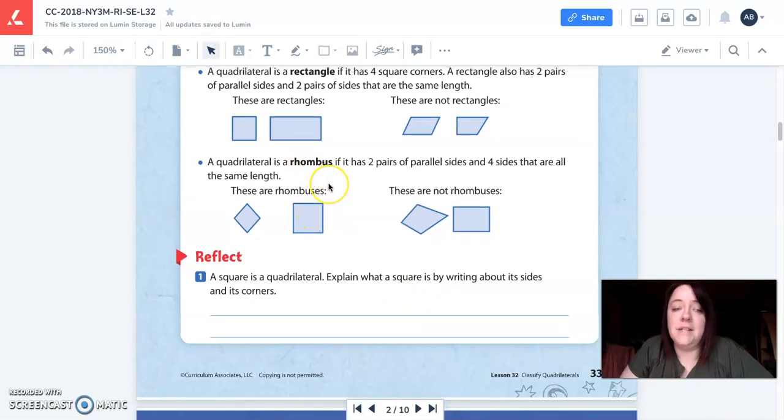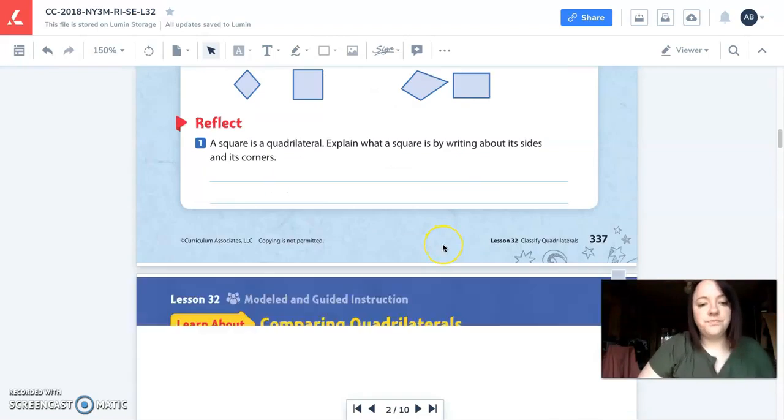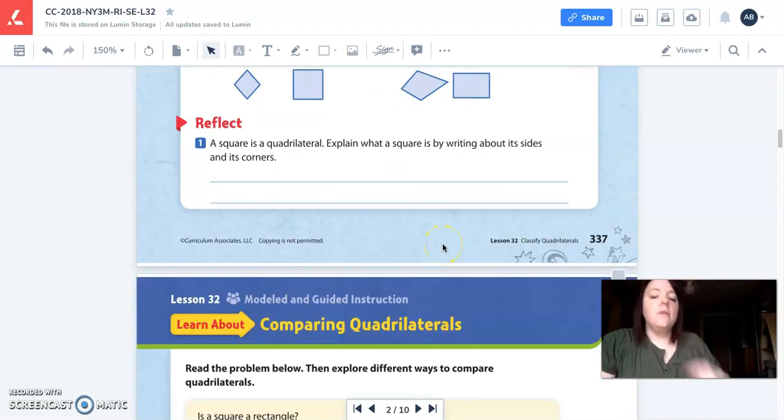Okay, now a rhombus. If it's a rhombus, it has two pairs of parallel sides and four sides that are the same length. So it's kind of like a diamond. They're all the same length, right? They have two pairs of parallel lines, which are here and here, and here and here. Then these ones are not rhombuses because not all four sides are the same length. If you look here, this is the same, this is the same, this is the same, and this is the same, but they're not all the same sides. Okay, let's reflect. All right.